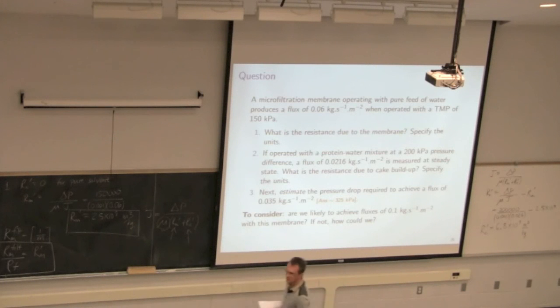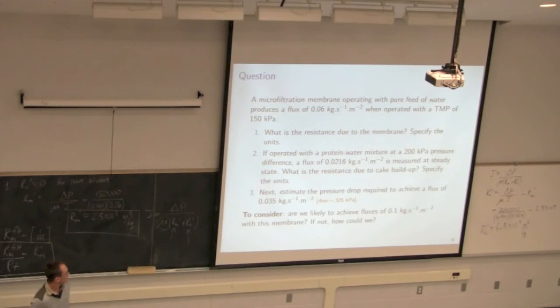So part three then, we're asking, can we estimate the pressure drop to achieve a flux of 0.0835 kilograms per second? A straightforward application of this equation, our base equation now, we know Rm dash, we know Rc dash, we know our viscosity, we'd like to achieve this given flux, and you can show quite straightforwardly that that's 325 kPa. So we don't need to go through that calculation, right? Straightforward? Yeah. Okay, so simple use of this equation with a given Rm, Rc to calculate that delta P.